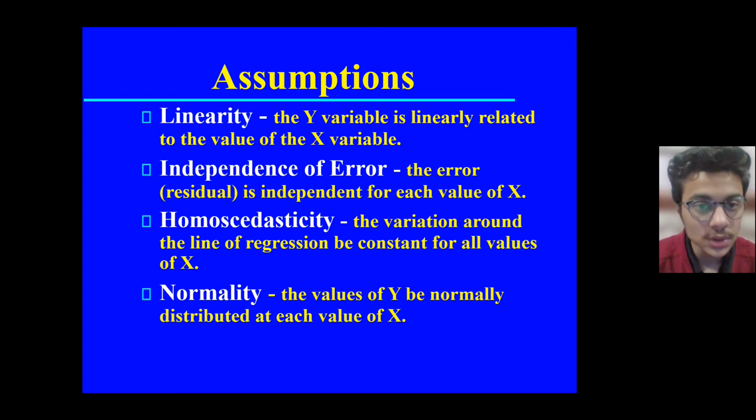Here are our assumptions. Linearity: the y variable is linearly related to the value of the x variable. Independence of error: the error is independent for each value of x. Homoscedasticity: the variation around the line of regression is constant for all values of x. Normality: the value of y is normally distributed at each value of x.